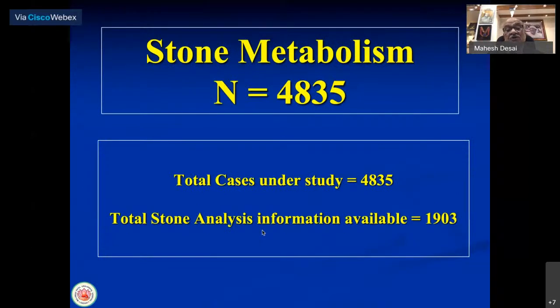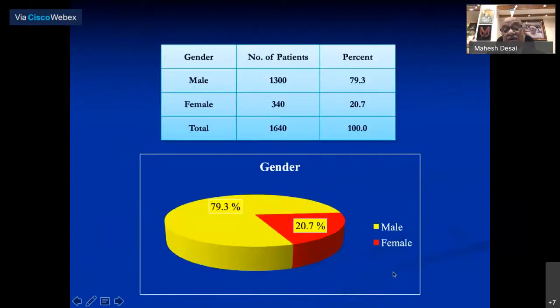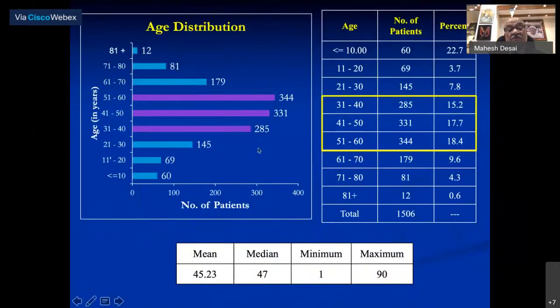The stone metabolism here is for the recurrent stone. Now in a normal stone, we did the analysis and collected about 1900 data. The males were of course much more, 79% compared to the females, and the age was around 50. Nearly from 31 to 60 years of age, the maximum number of stone formation was there.